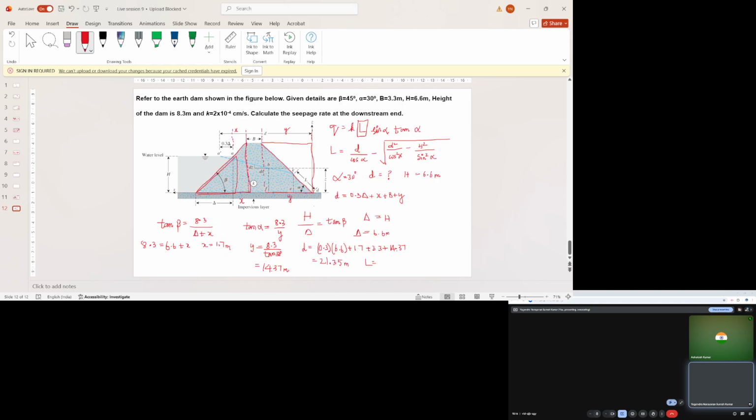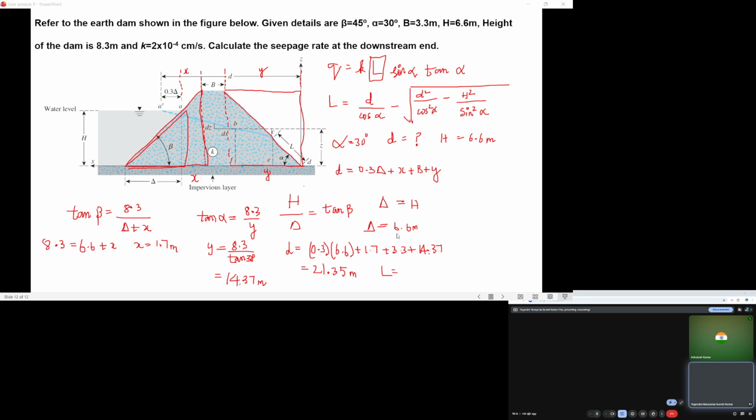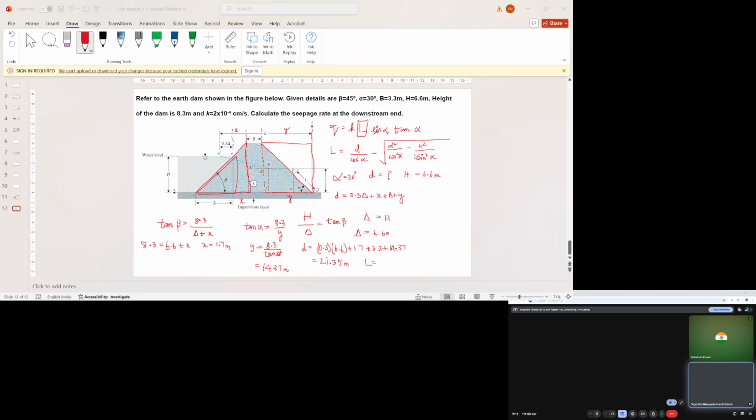Length is given as 3.83 meters, right? Yes, sir. So what will be Q now?